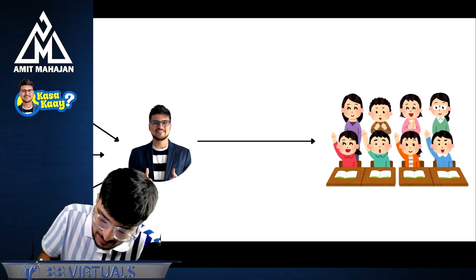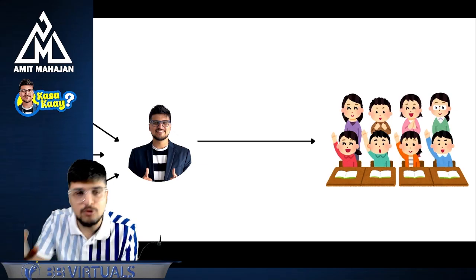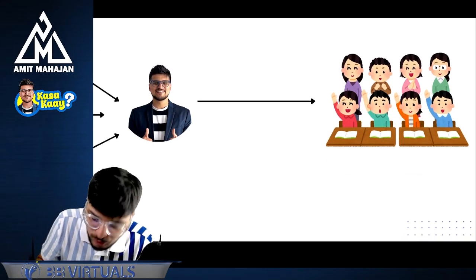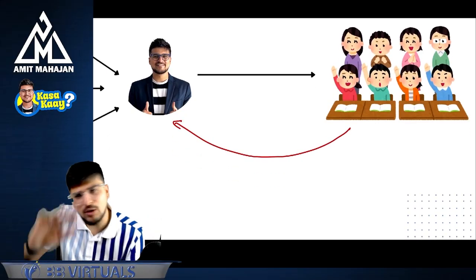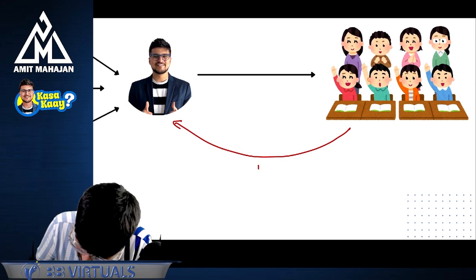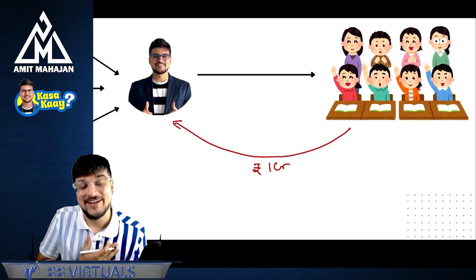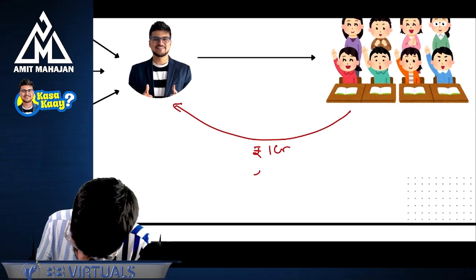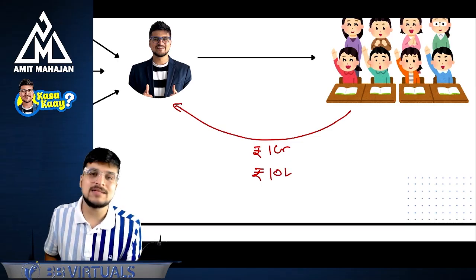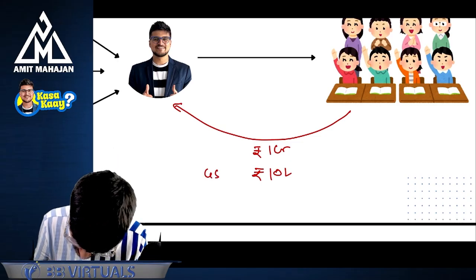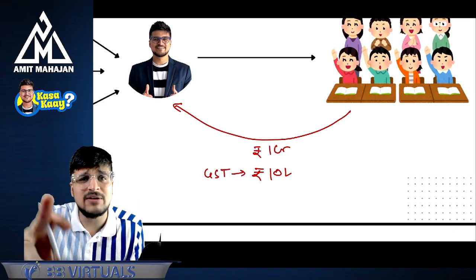What happened is, I will give you the service of teaching. You will have to pay me some consideration. Okay, no problem. Now, you paid me from all the students cumulatively, and I got 1 crore rupees. Felt good. Then I must have charged GST also. So assume that I charge GST of 10 lakh rupees. So I will have to pay 10 lakh rupees of GST to the government.